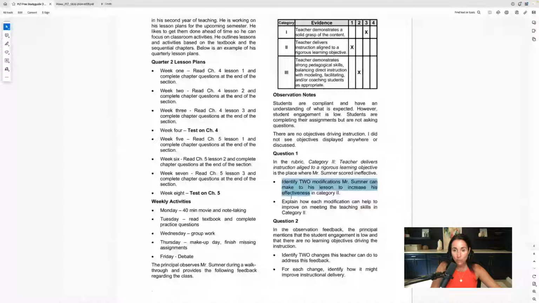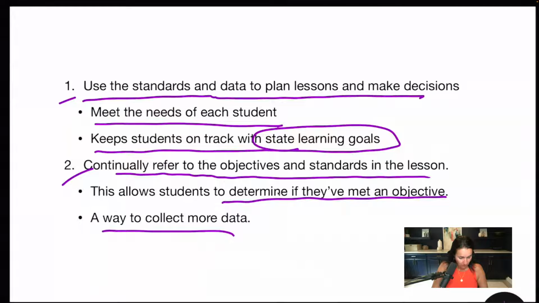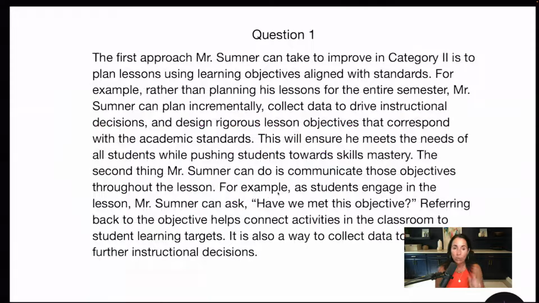So now let me show you what that's going to look like. I'm going to answer these 2 bullets in one paragraph, all right? Let's go back. Here it is. And I get right into it. I don't need an intro and all this fluff. Get into it. Don't take a long time, all right? The first approach Mr. Sumner can take to improve in content category 2, notice I reference what they're asking me to do, is to plan lessons using learning objectives aligned with the standards. Good words again, right? I talked to you about those good words in the multiple choice. Use them in your writing.